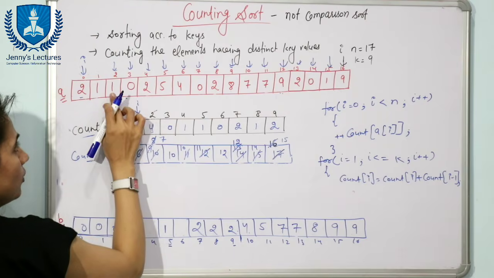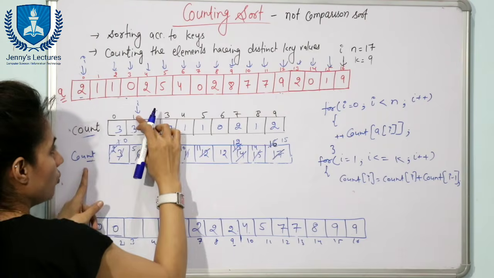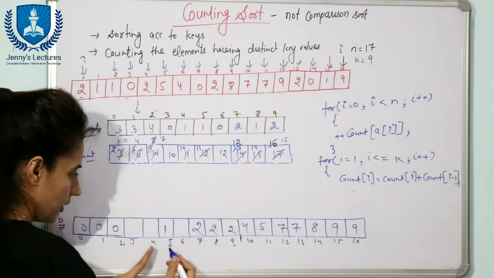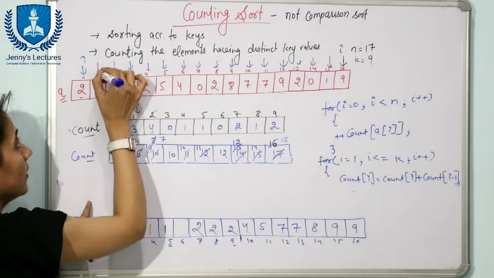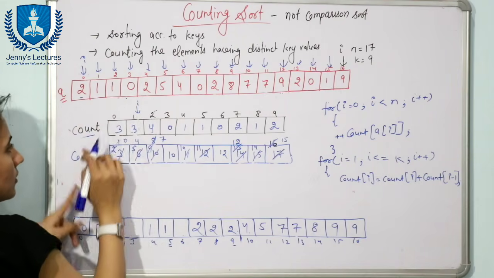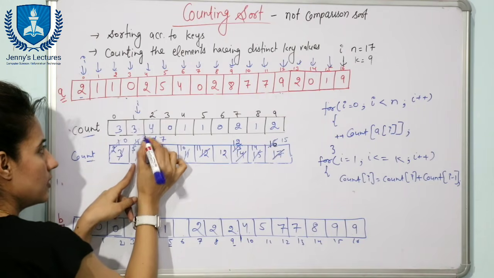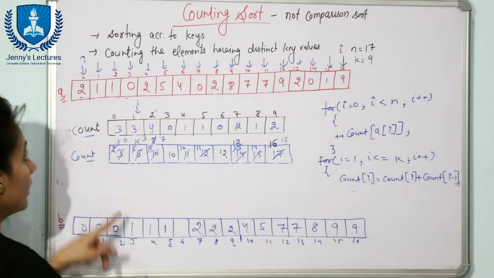Again decrement I value. Here the key value is 1. Go to the index 1. Value is 5. Decrement this first of all, 4. At 4 we are going to store 1. Again decrement 1. Go to this index 1. Value is 4. Decrement this, that is 3. At 3rd we are going to store 1.